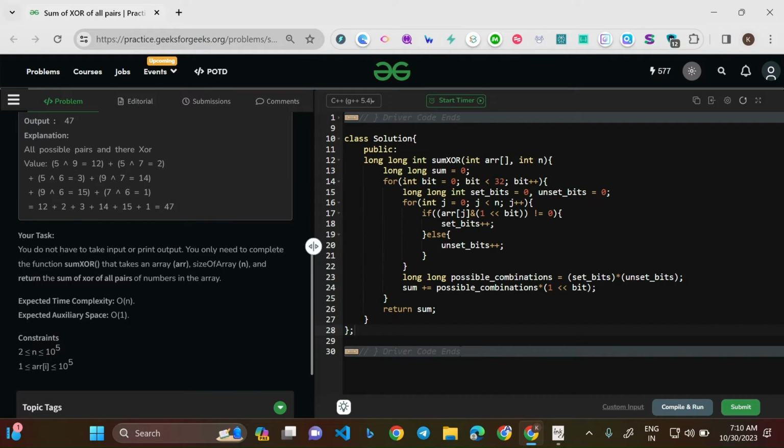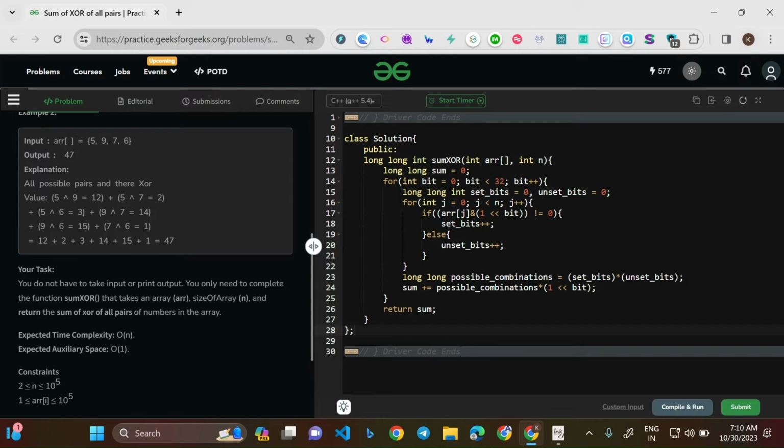An important point to be noted: the expected time complexity is O of n and auxiliary space is O of 1. So we are not expected to use some extra space, and we are not even expected to use algorithms like O of n square, because n goes up to 10 power 5. So n square doesn't work out. We need to find an optimal solution such that we do not use any data structure but still end up getting an answer in O of n time complexity.